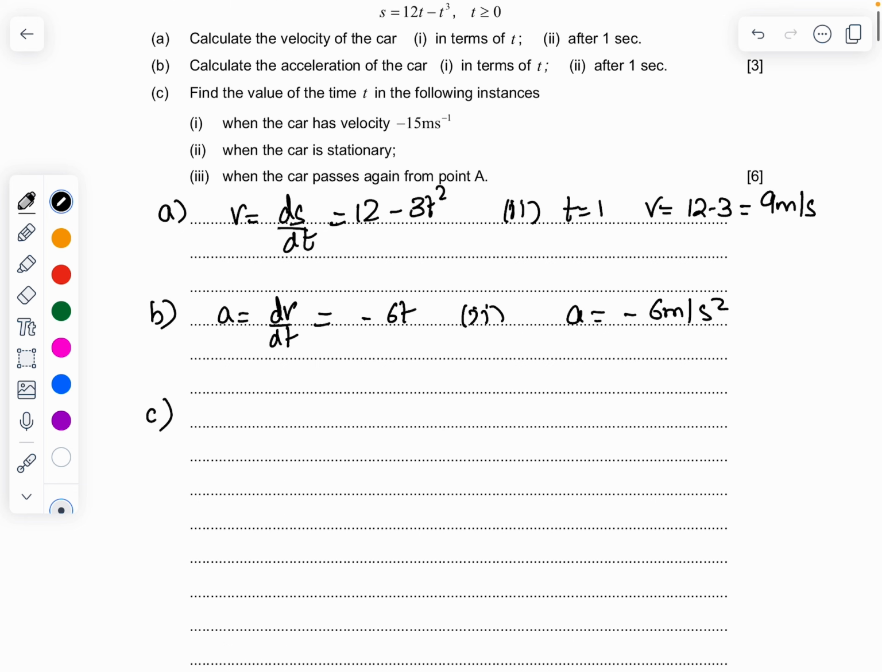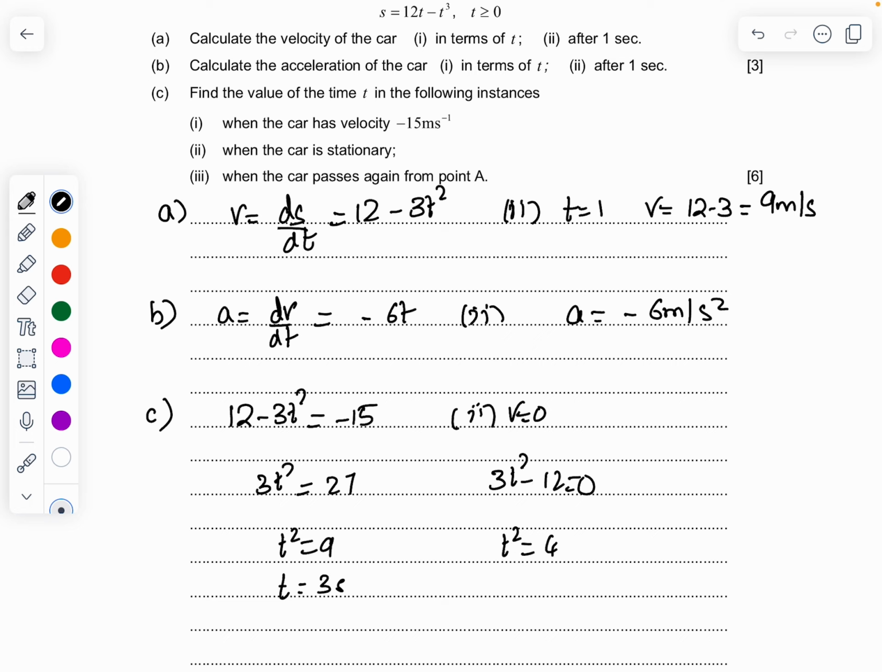Part C, find the value of the time t in the following instances. When the velocity is minus 15: 12 minus 3t square equals negative 15, 3t square equals 27, t square equals 9, t equals 3 seconds. When the car is stationary, velocity equals 0. 3t square minus 12 equals 0, t square equals 4, t equals 2 seconds.